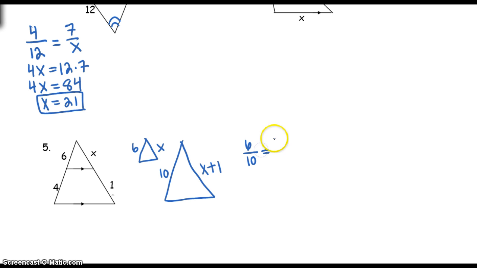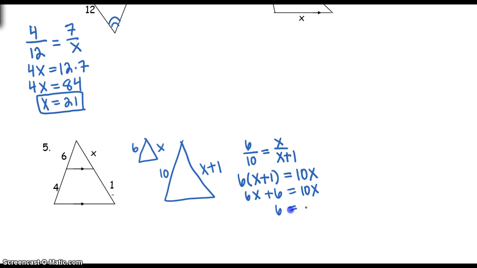6 over 10 equals x over x plus 1. Now that we have our equivalent ratios, we go ahead and cross multiply. So 6 times x plus 1 equals 10 times x. Once we do that, I see parentheses, so I'm going to distribute. 6 times x is 6x, and 6 times 1 is 6. I'm going to bring down my 10x. Now we want to get all our x's on one side, so I'm going to subtract 6x from both sides, and I'll have all my x's on the right-hand side. So we have 6 equals 4x.